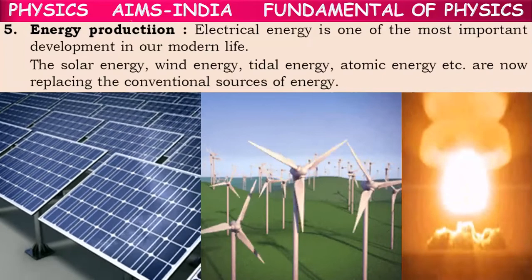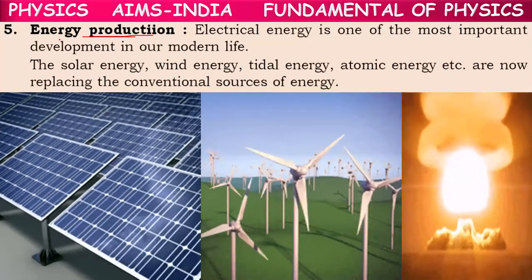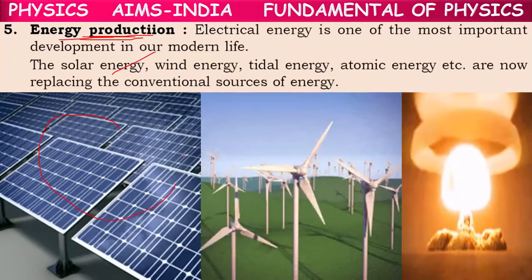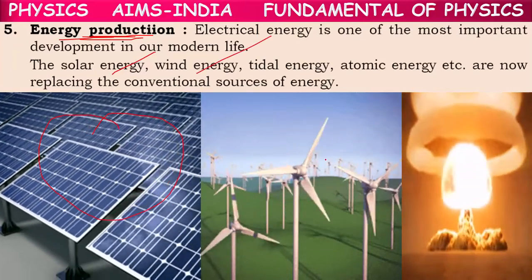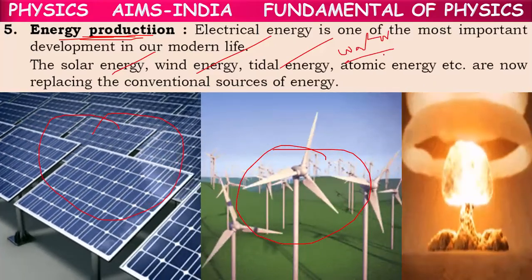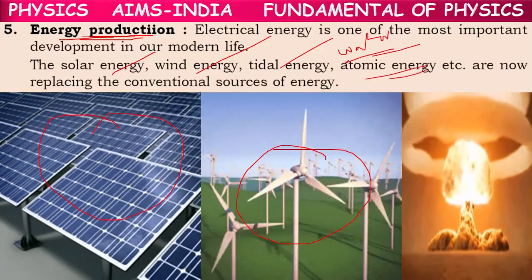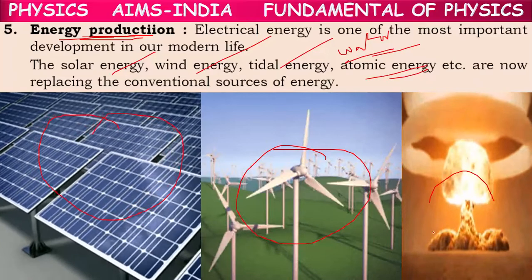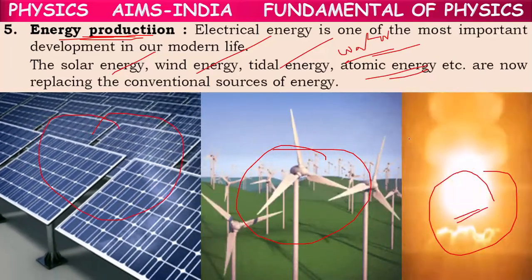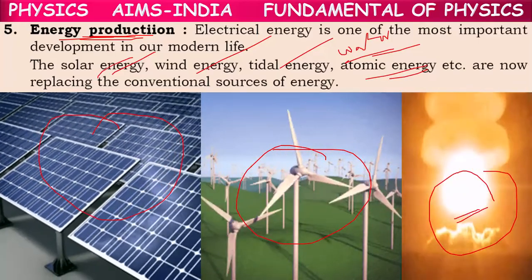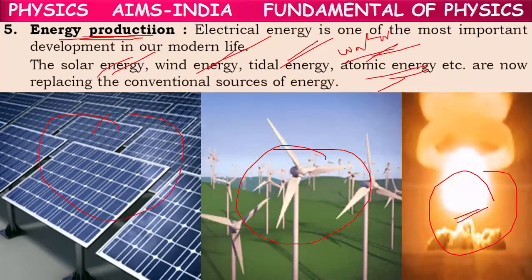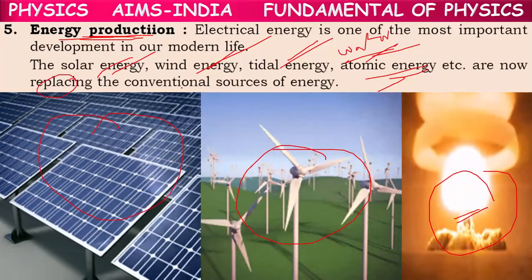Next, energy production. In the field of energy production, we have solar energy with the help of solar panels, wind energy with the help of wind vanes, tidal energy with the help of water because of dams, and atomic energy with the help of nuclear fission or fusion. So, with all these techniques and the advancement of all these machines, we are replacing conventional sources of energy.